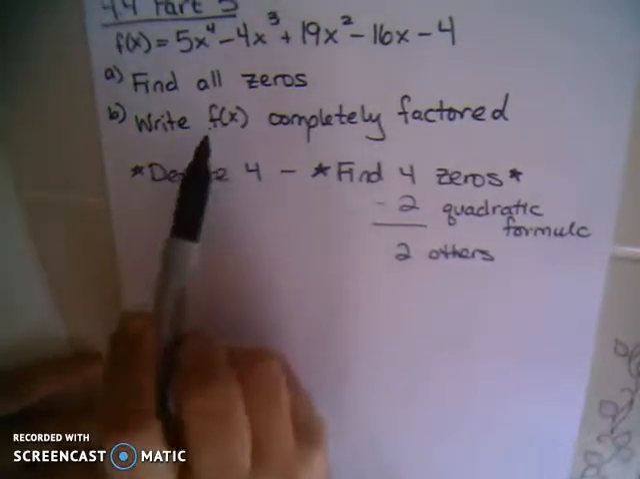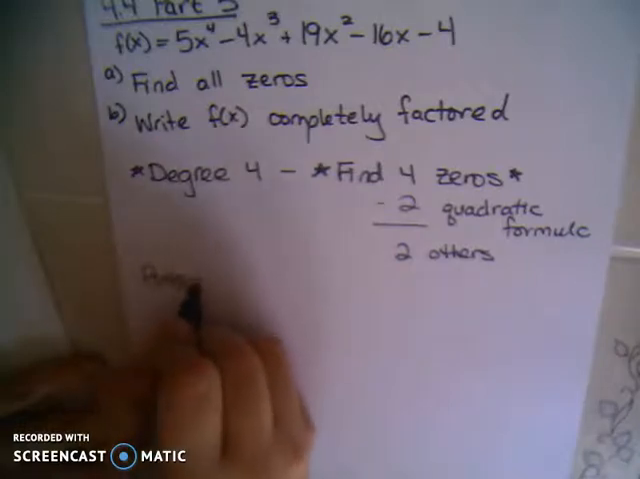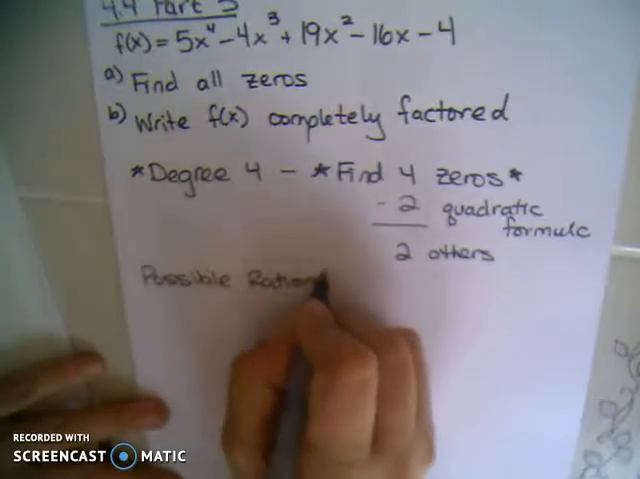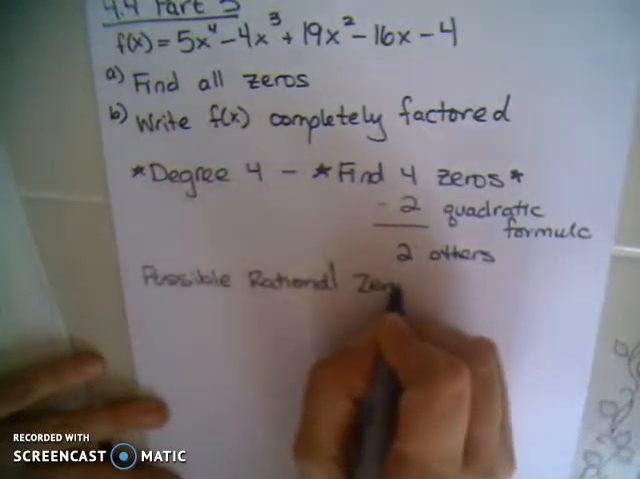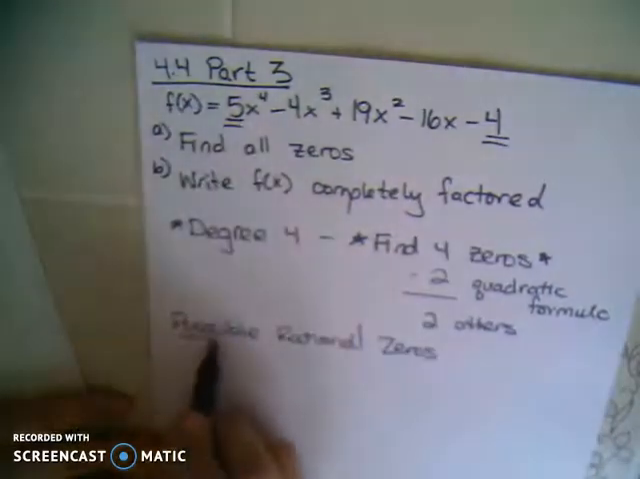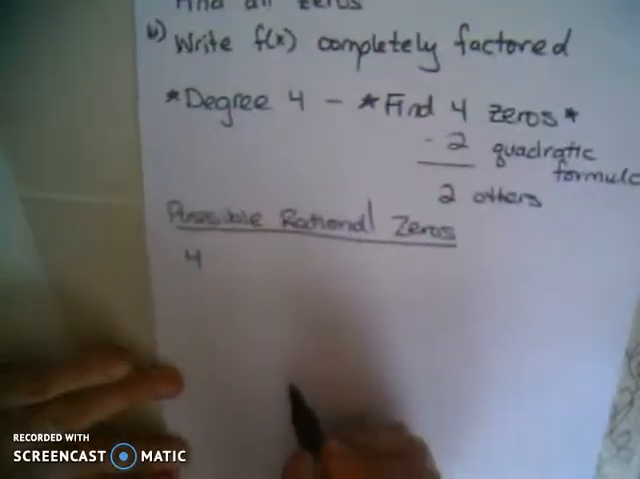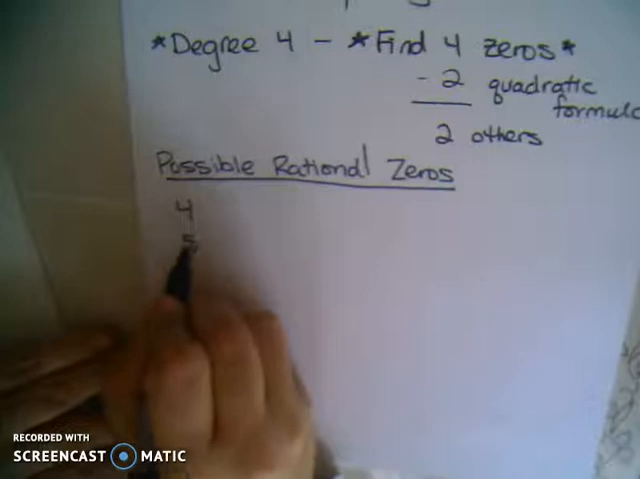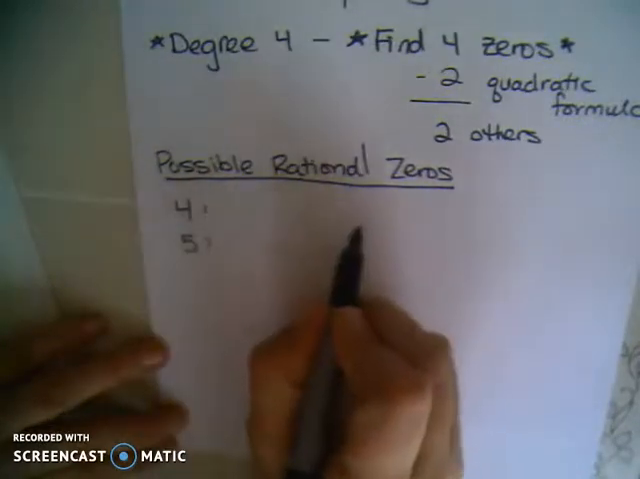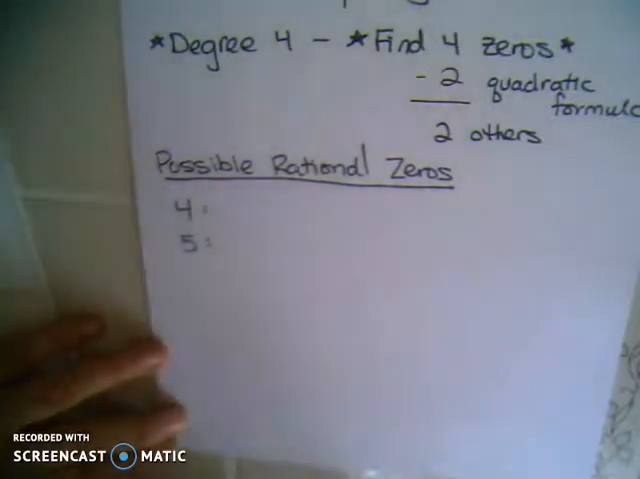To find all the zeros, the first thing we need to do is make a list of possible rational zeros. And we covered this in the last video. But to find the possible rational zeros, we need our constant and we need our leading coefficient. So we've got 4. The minus doesn't matter because we're going to do plus and minus for everything. And we've got 5. The factors for your constant are going to make up all your possible numerators, and the factors for your leading coefficient are going to make up all your possible denominators.